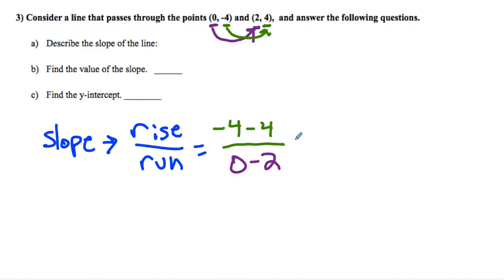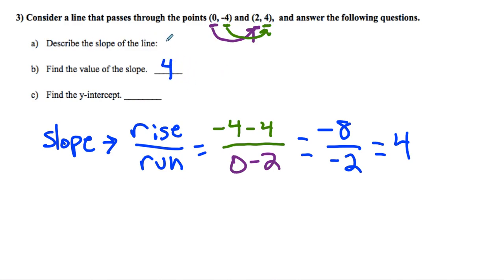Okay. All right, I'm going to go back to blue. -4 minus 4 is -8. And then 0 minus 2 is -2. So this is correct. This is accurate, but I'm going to simplify this down. -8 divided by -2 is just 4. Okay, so there we go. So the value of my slope between these 2 points is 4.